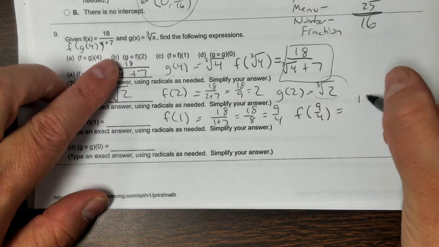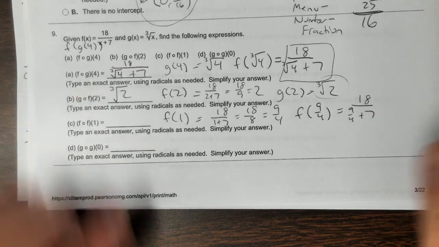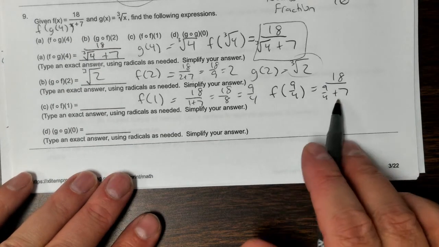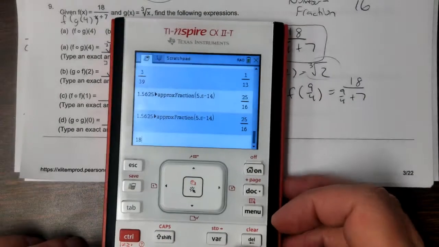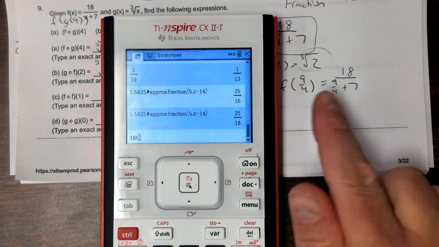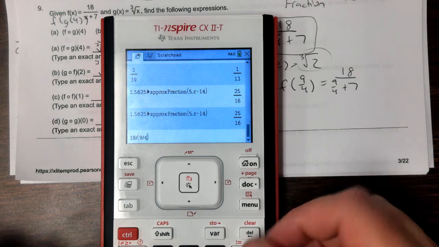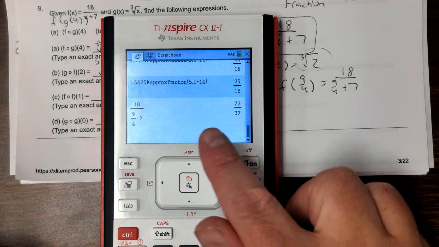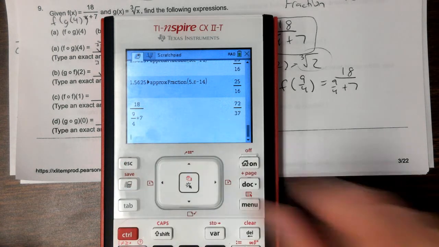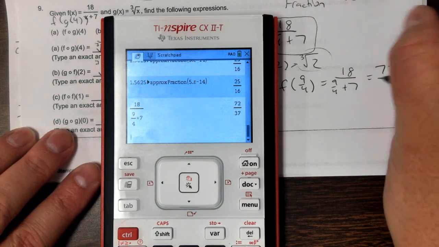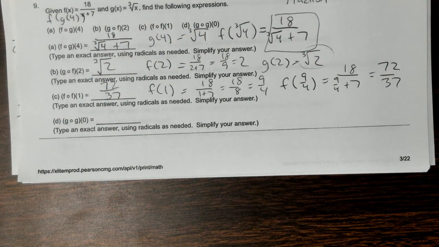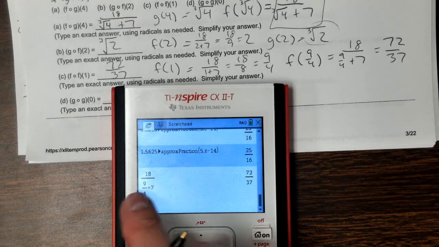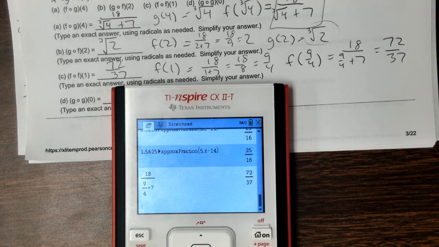So that gives us 18 over 9/4 plus 7. Now this looks a little ugly, but you can type it in the calculator and it will reduce your fraction for you. So 18 divide by parentheses. Then you put your 9/4 and then plus 7. Enter. 18 over 9/4 plus 7 gives you 72 on top and 37 on bottom. That's your answer. Make sure your parentheses are right when you're typing it on, and then it removes them to look like that.